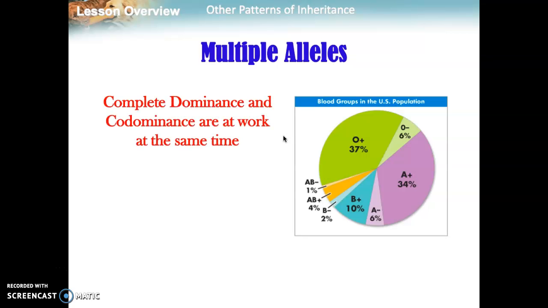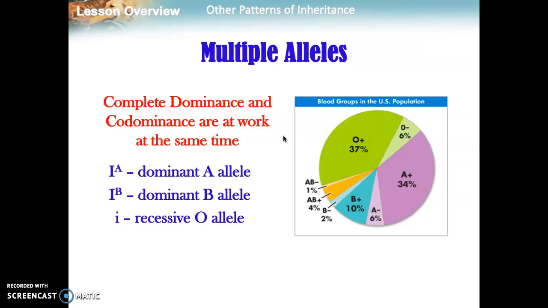What we have here when we do this particular type of multiple alleles is both complete dominance and codominance working at the same time. That's why I did those two first. Okay, we have a mixture of codominance and complete dominance working at the same time. So how is that possible? It is because there are three different alleles.